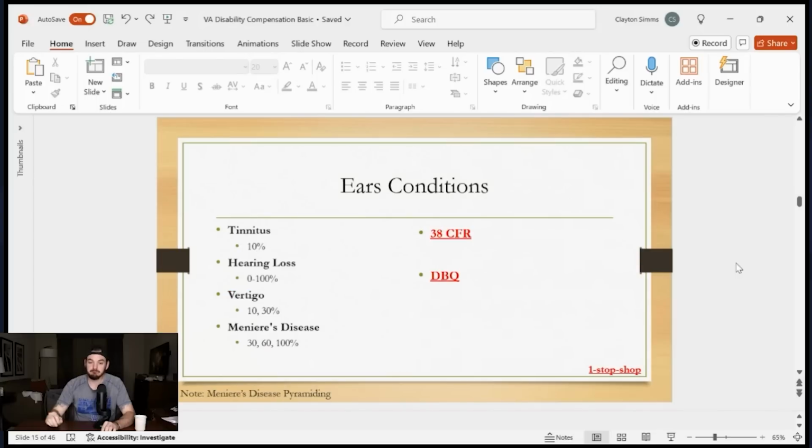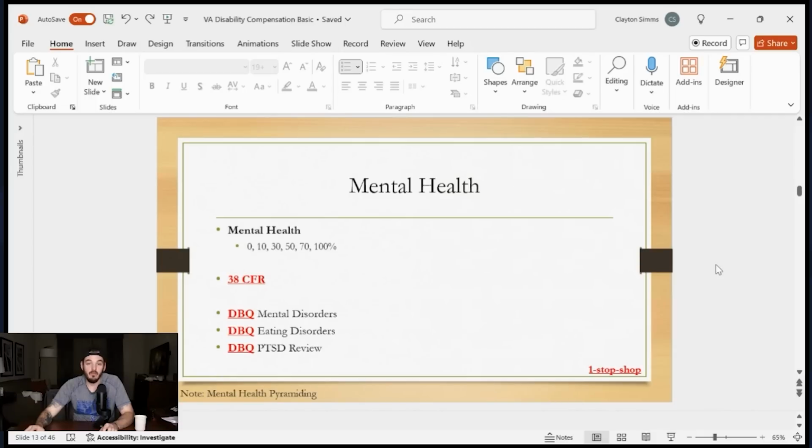Always remember that. Here's ear conditions: tinnitus, hearing loss, vertigo, Meniere's. Are there other ear conditions? Absolutely. These are just the most common. If you click on the 38 CFR link and you have another ear condition, if you just Control F that ear condition, you are going to find the disability in 38 CFR because the ears are all in the same section of 38 CFR. Same thing with all this other stuff.